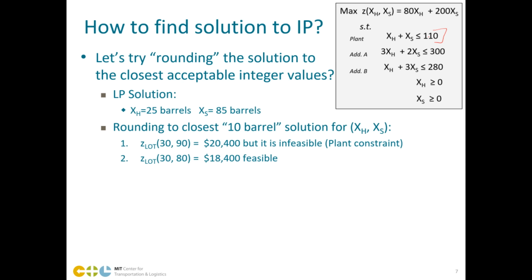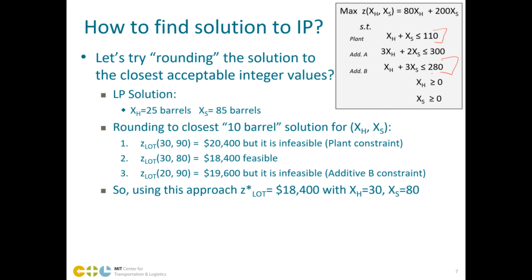So what if I say, okay, I'll round the high up and round the supreme down. I produce something that's feasible, doesn't violate a constraint. Trying the other way, where I reduce the number of high-grade barrels and increase supreme, I get a higher number, but it violates a constraint, right? I can't do that because it violates the additive B constraint. So if you look at this, you might say, that's my best solution, 30 of the high grade and 80 of the supreme grade. That gives me a profit of 18,400, which is less than my previous solution, but we expect that. But is it the best? How do I know that it's the best?